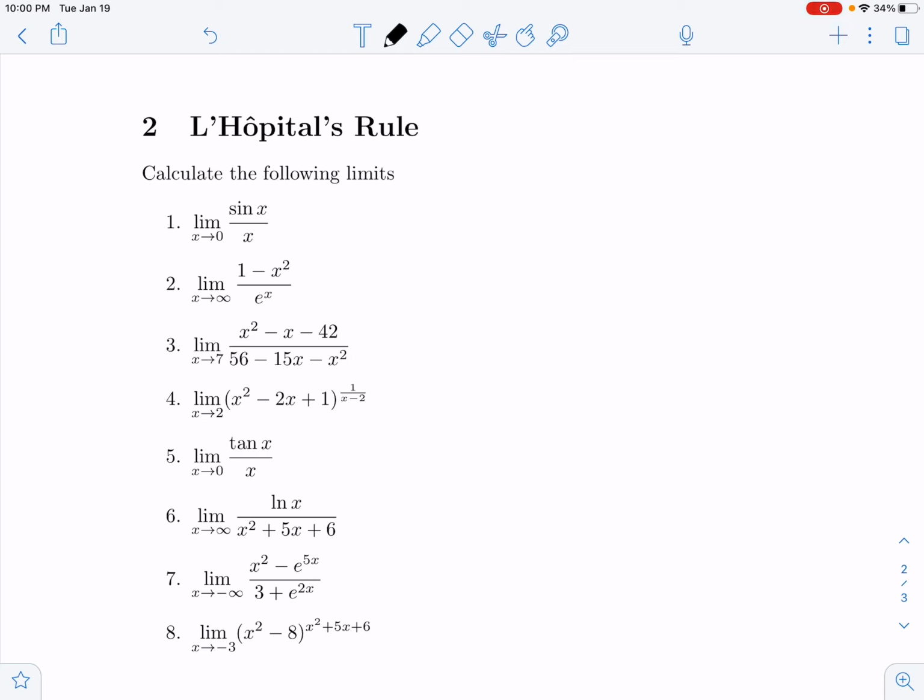So for number 1, I plug in 0. I get sine 0 over 0. Sine of 0 is just 0. So this is 0 over 0. Okay, great. I can L'Hopital.